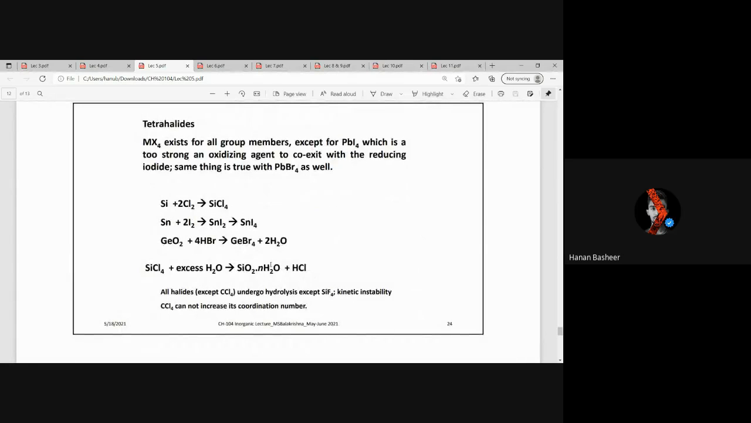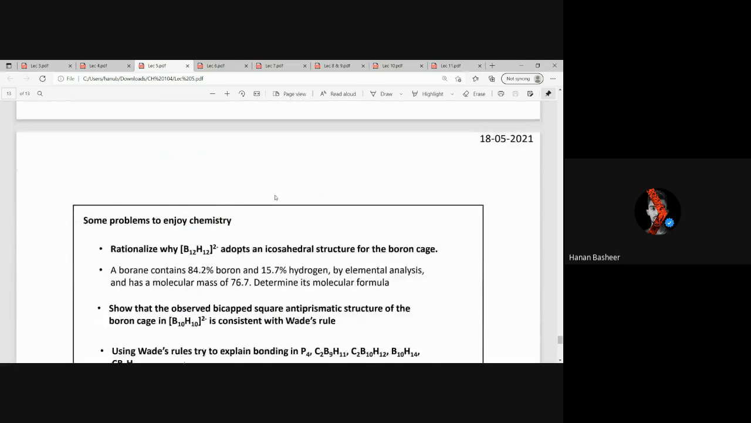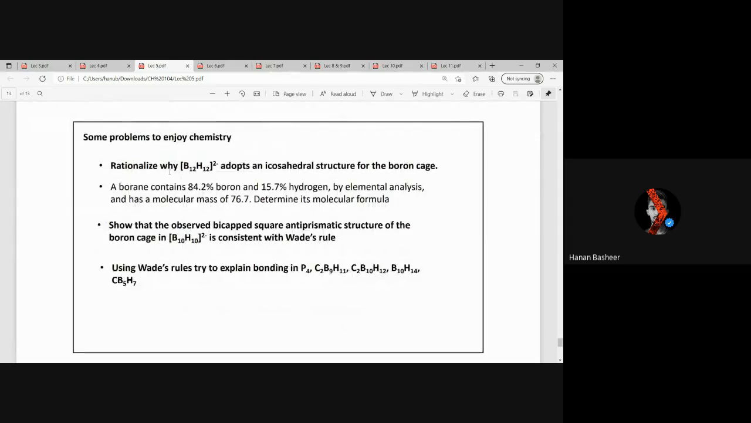And tetrahalides MX4 exist for all the group except for PbI4, because Pb(IV) is too strong an oxidizing agent. So silicon plus 2Cl2 gives SiCl4, and for iodides as well, we can see that a coordination number of 4 is preferred. And when we add water, then we get SiO2 and HCl. And these are some problems which we can observe.